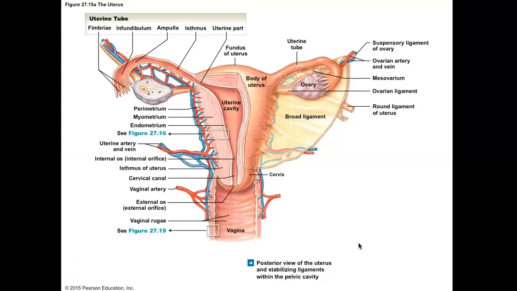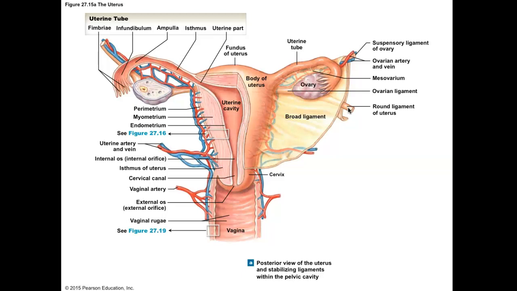And then the last, the round ligament, is here. It's going to run from the uterus towards the anterior pelvic cavity. So the broad ligament anchors side to side, laterally. The uterosacral ligament runs posteriorly, and the round ligament runs anteriorly. So we're stabilizing the uterus within the pelvic cavity with these structures.